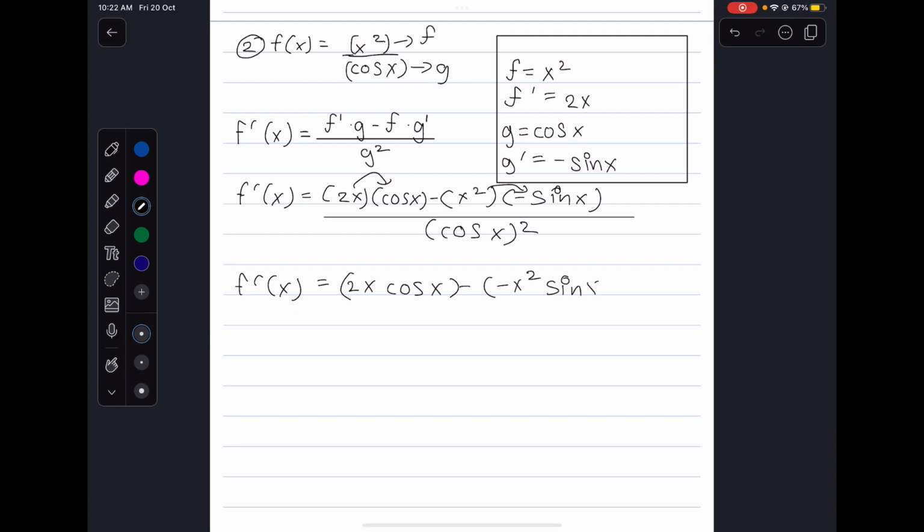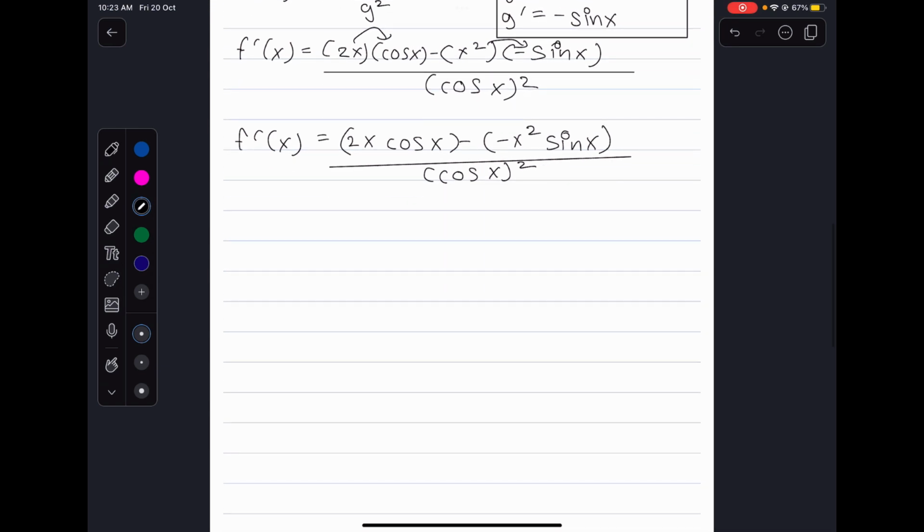What I have done when I have multiplied these two values is I have brought this negative sign in front of the x. So now the negative sign is in front of the x squared and not in front of sine, all over cosine x squared. Now why I put everything in the numerator in brackets is because we have to distribute the negative symbol.